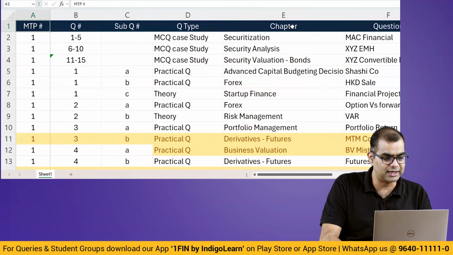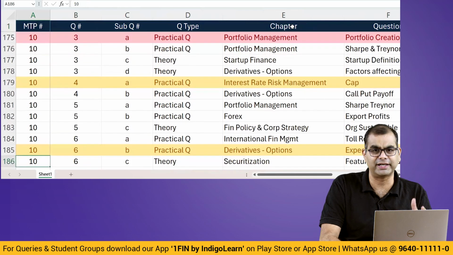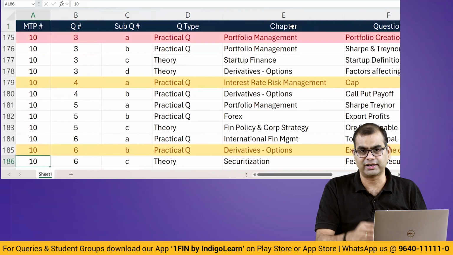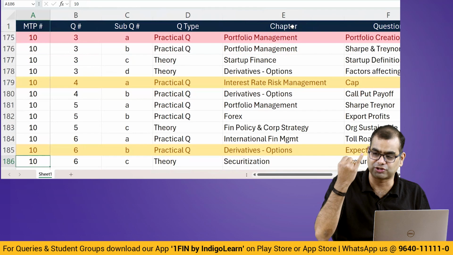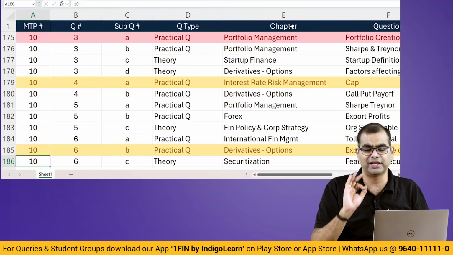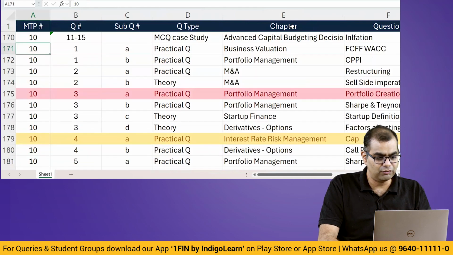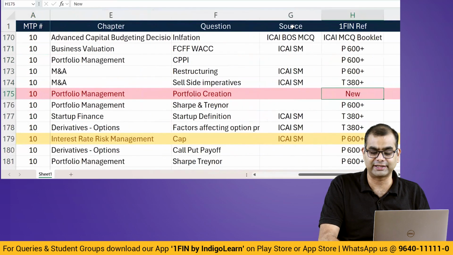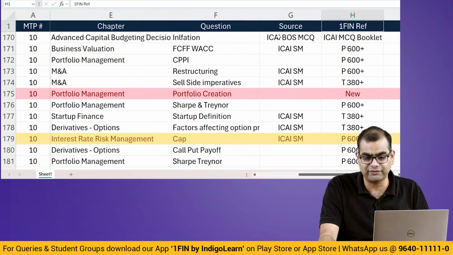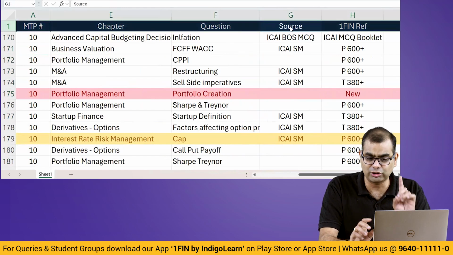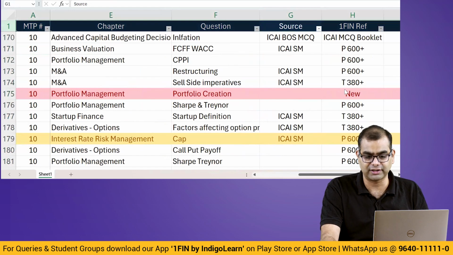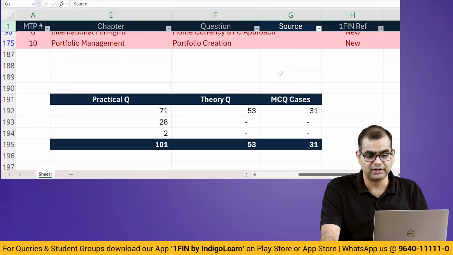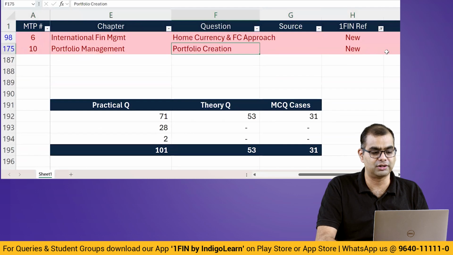If you look at this, we started at row number 2 and we will end at row number 186. So basically 185 rows of MCQ questions, practical questions, and theory questions, everything neatly identified. Now what is this pink thing? Pink is a new question. There are 2 new questions in the entire thing which I could not identify. Probably if I spend some more time I may be able to identify them, but at the moment I have not been able to. There are only 2 of them. I will filter them by color again. There are 2: one in the portfolio management chapter, the other in the international financial management chapter.